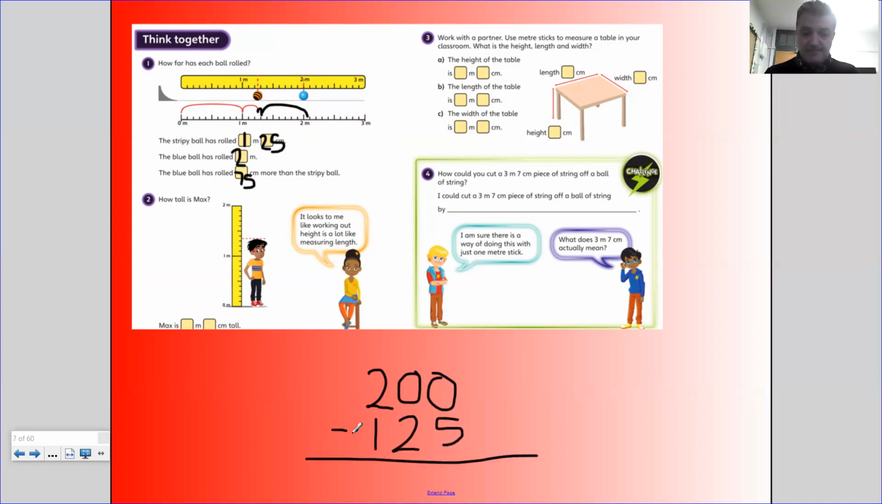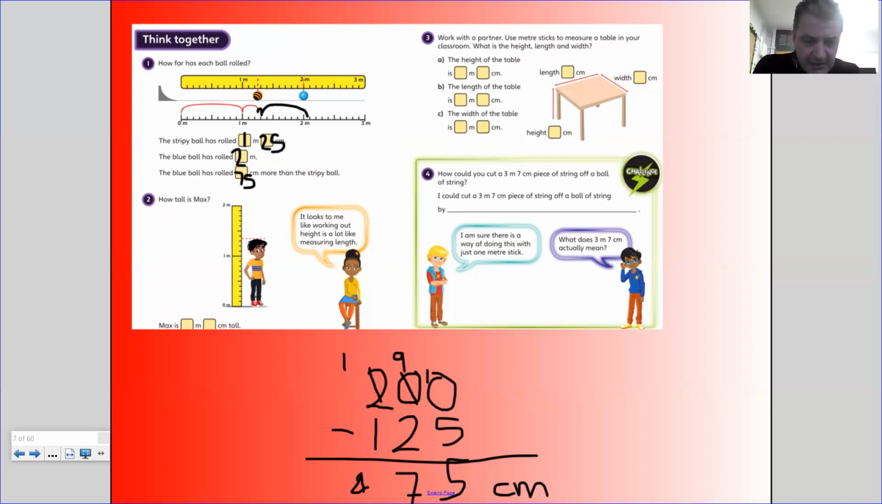And you can do a subtraction. Okay, remembering to rename, change. And that would leave me 175. Oh, sorry, 75 centimeters. Yep. And that is another way of solving the problem, by number line measurement or by using columns.